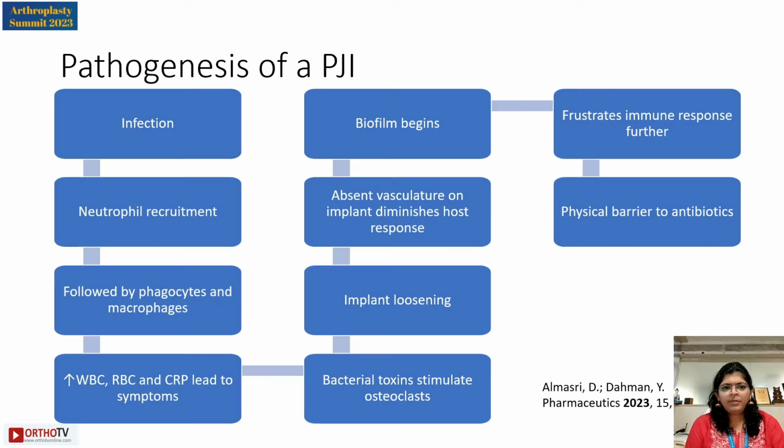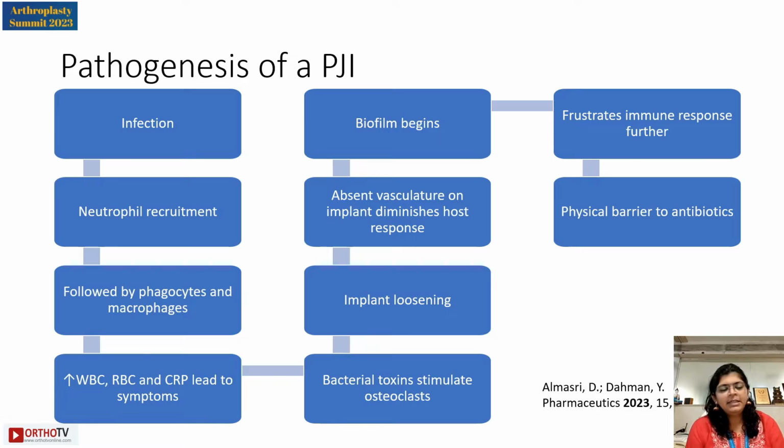I've been asked to talk a little bit about biofilms as well. So we will just quickly look at the pathogenesis of a prosthetic joint infection. The first acquisition of infection usually occurs at the time of surgery, at the time of incision, either from an adjoining surface or from settlement of organisms from the air. Once that happens, there is local recruitment of neutrophils, followed by phagocytes and macrophages.